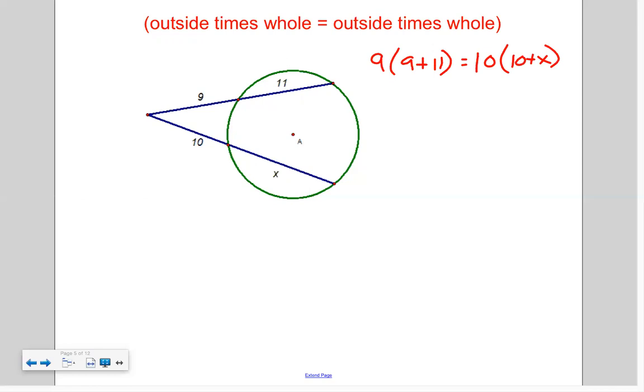And then some of this work could be done in your head. I mean, I could have done 9 plus 11 and made that 9 times 20. But I don't recommend you try and skip a bunch of steps on these. Right? I would have paper and pencil out so that you can write these down. 9 plus 11 is 20, so we've got 9 times 20, and 9 times 20 is 180. This one I do need to distribute 10 to both parts. That's the only way I'm going to get rid of these parentheses. 10 times 10 is 100. 10 times X is 10X.